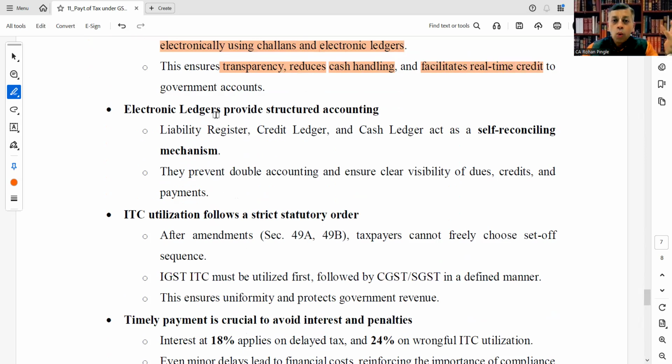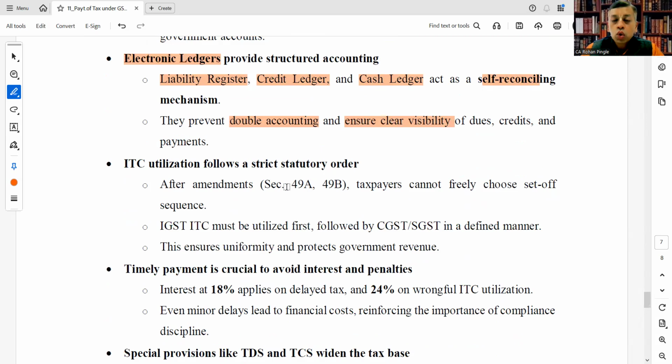Electronic ledgers provide what? Structured accounting. That is, the liability register, credit ledger, and cash ledger act as a self-reconciling mechanism. They prevent what? Double accounting, and ensure clear visibility of dues, credits, and payments. Very important. These ledgers ensure clear visibility of whatever dues you have, credits you have, and payments. There is no manual intervention at all.